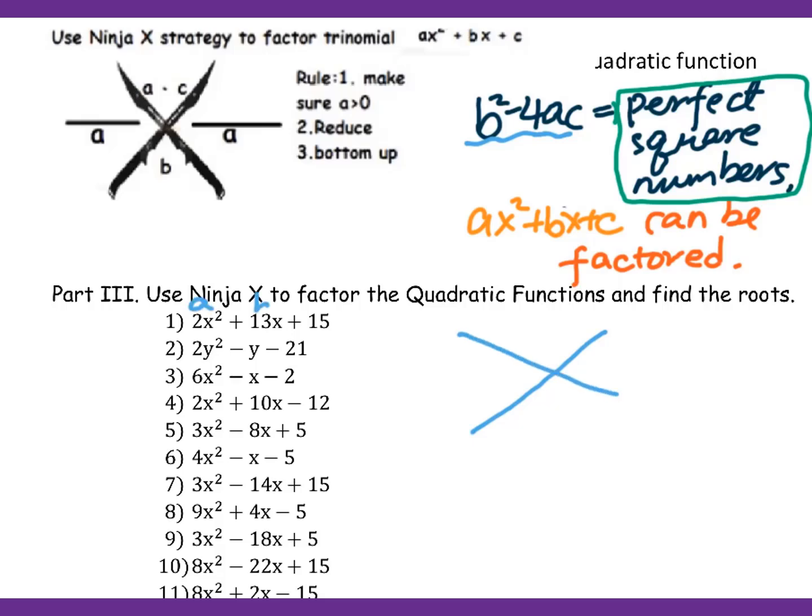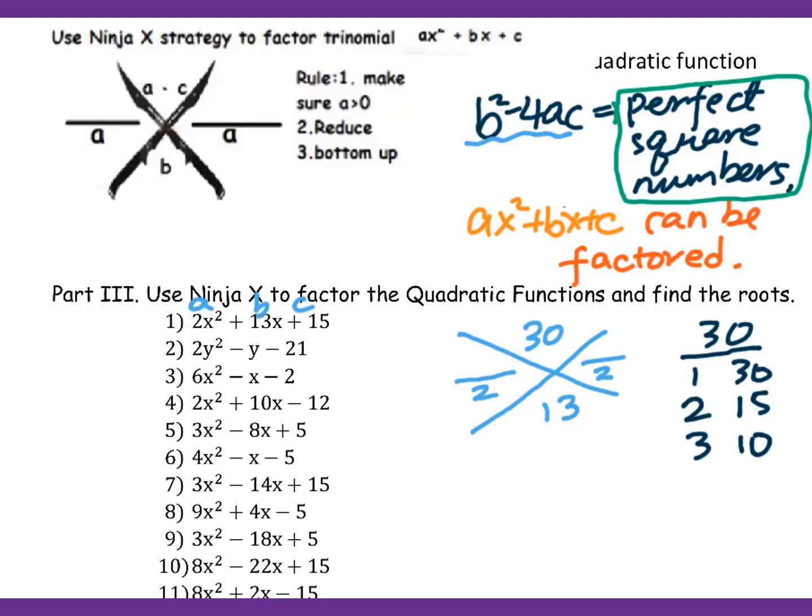This is A, B, C. So we set up 13. A times C, 2 times 15, that's 30, over 2 over 2. We try to factor 30. Find the paired factors. We do 1 times 30. Adding is not 13, so keep going. 2 times 15, that's 30. Adding is not 13. 3 times 10. Adding, that's 13. That's why I stopped. So I got the 3, I got the 10.